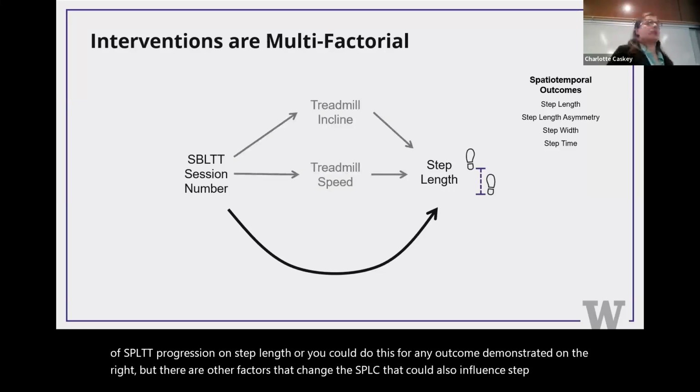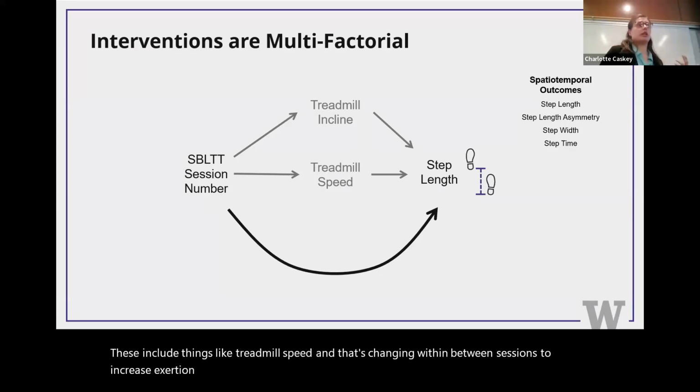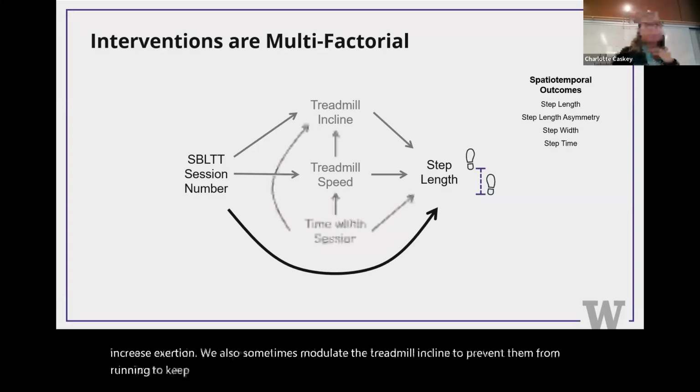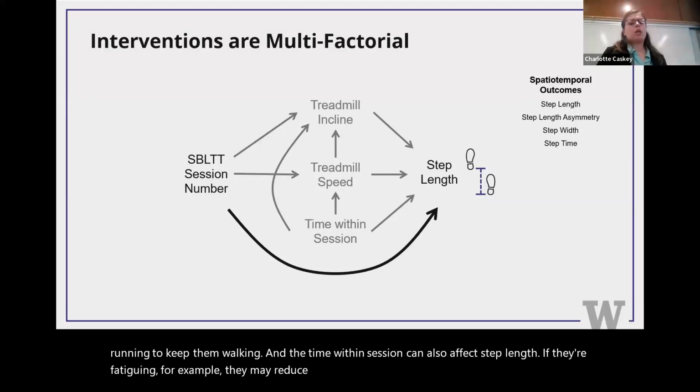But there are other factors that change with SPLTT that could also influence step length. These include things like treadmill speed. Again, that's changing within and between sessions to increase exertion. We also sometimes modulate the treadmill incline to prevent them from running, to keep them walking. And the time within session can also affect step length. If they're fatiguing, for example, they may reduce their step length with time.